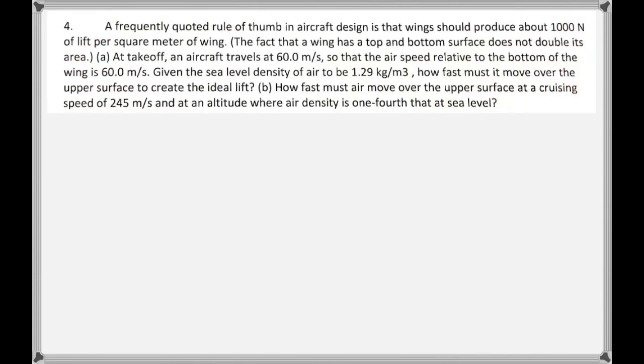Now, this next question is about the lift on an aircraft, and again, it uses Bernoulli's principle. You see that the aircraft travels at 60 meters per second, so that the airspeed relative to the bottom of the wing is 60. And you're given the density, now you got to find how fast it must be moving over the upper surface. All right, so here's Bernoulli's principle again.